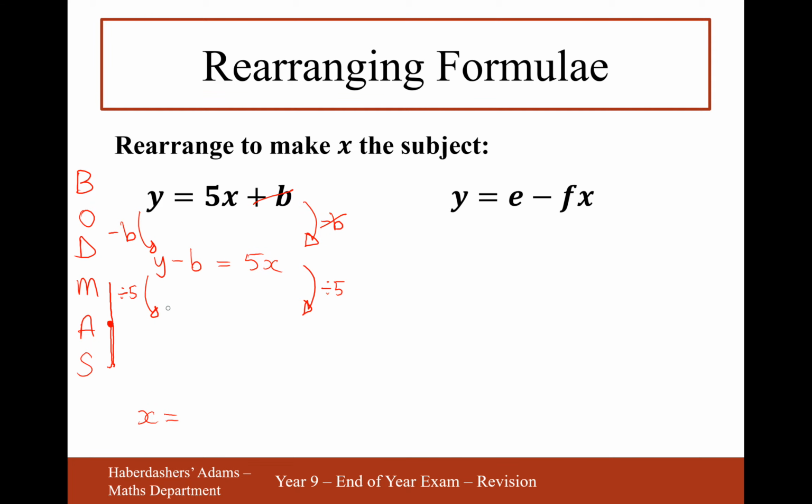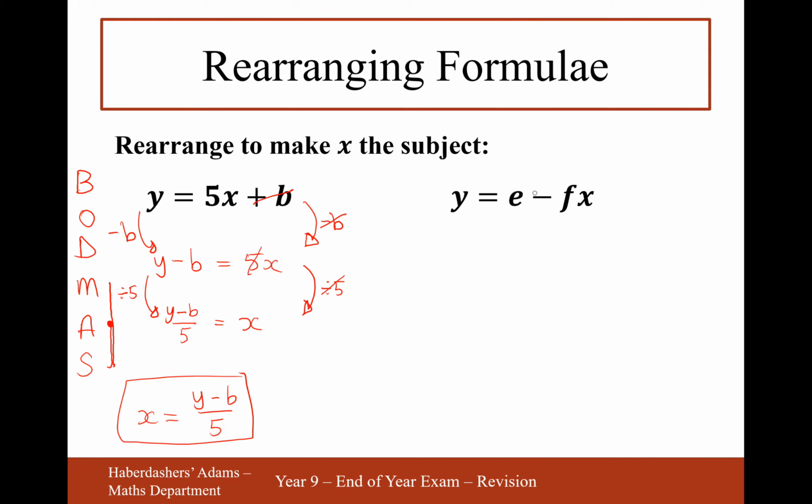On the left hand side it will be y minus b divided by 5. And on the right hand side, the times by 5 and the divide by 5 will cancel each other out. So it's just x. So my answer is x equals y minus b divided by 5.